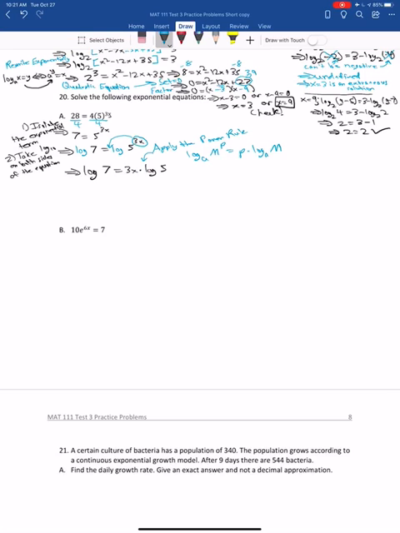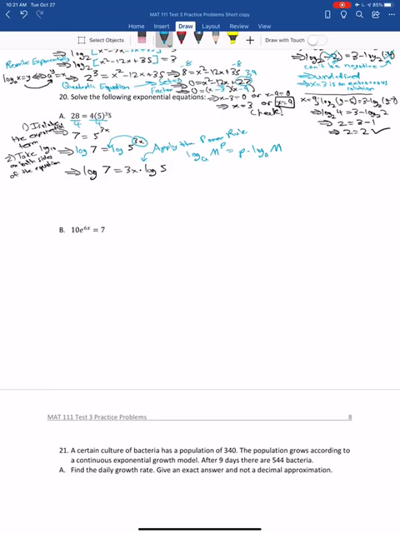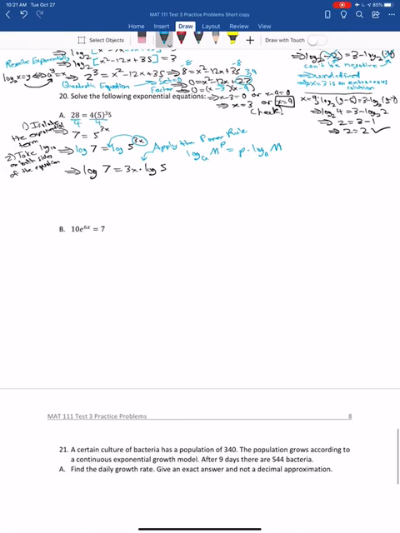And what does that allow us to do? Well, that now allows us to solve a linear equation. So we're just solving for x now. We're going to get x by itself. So we can divide both sides of the equation by log base 10 of 5. All right, so as we're simplifying down, we've got log base 10 of 7 divided by log base 10 of 5 equal to 3x.